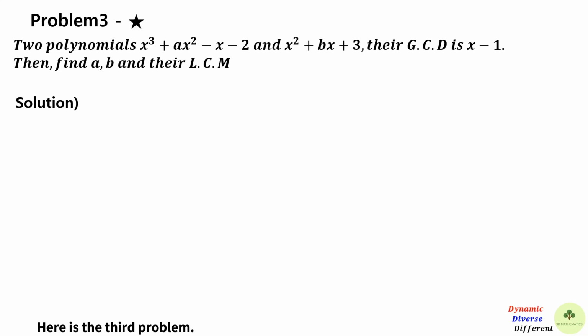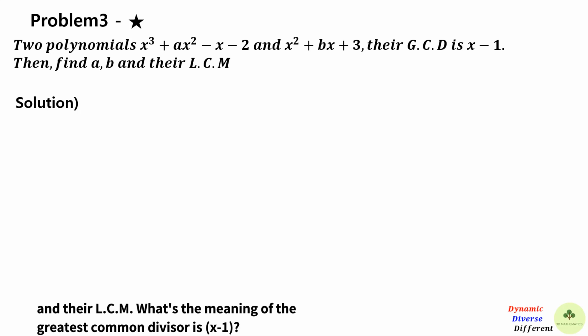Here is the third problem. There are two polynomials, x to the 3 plus ax squared minus x minus 2, and x squared plus bx plus 3, and their greatest common divisor is x minus 1. Our goal is to find out the values a and b and their least common multiple.